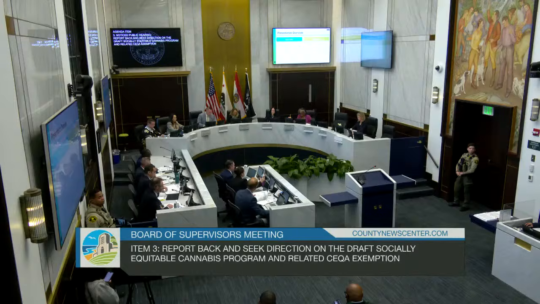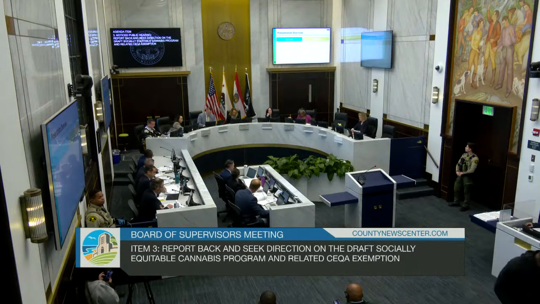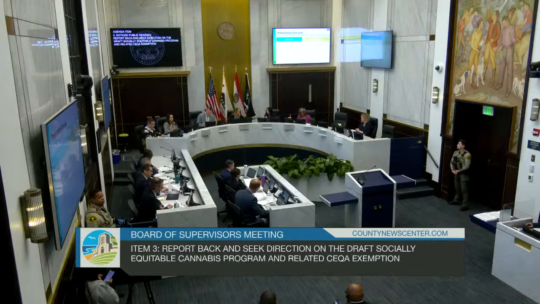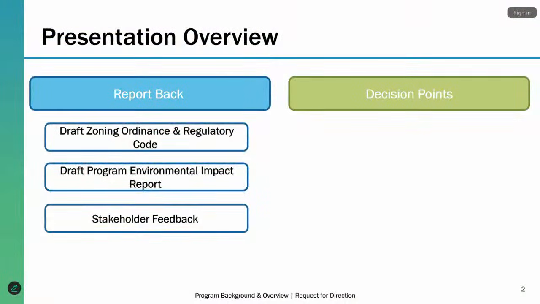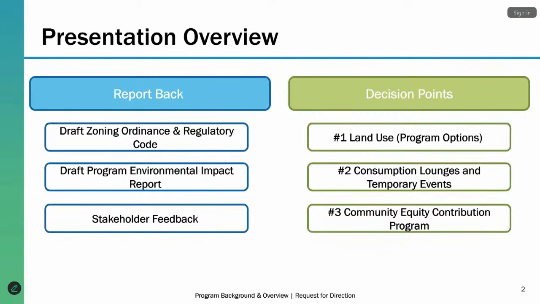The SECP was directed by the board in 2021 and would allow new commercial cannabis facilities in the unincorporated areas of the county. Today, staff will report back on the draft ordinances, the draft program environmental impact report, and give an overview of stakeholder feedback. Staff is also requesting direction from the board on 3 decision points. Decision points 1 and 2 are led by Planning and Development Services. These include program options related to land use, consumption lounges, and temporary events. The Office of Equity and Racial Justice is leading decision point 3, which covers the establishment of a community equity contribution program.